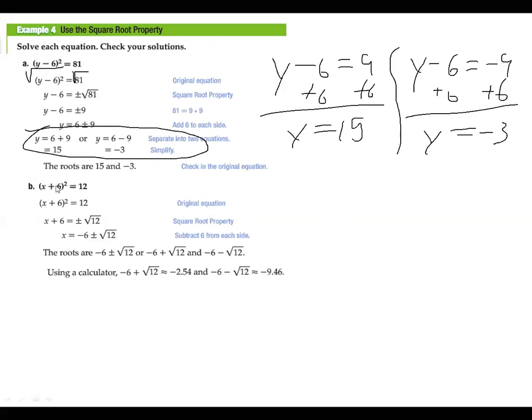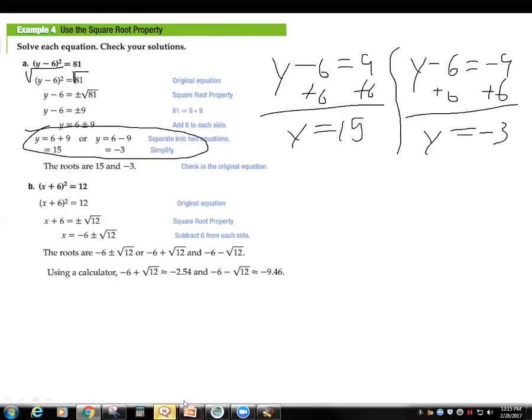So this one, same thing. x plus 6 quantity squared equals 12. If I square root both sides, I get x plus 6 equals plus or minus square root of 12. Now 12 is not a perfect square. Okay, so you just use your calculator.